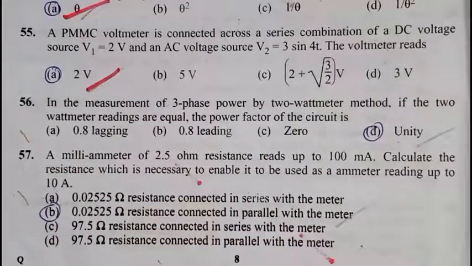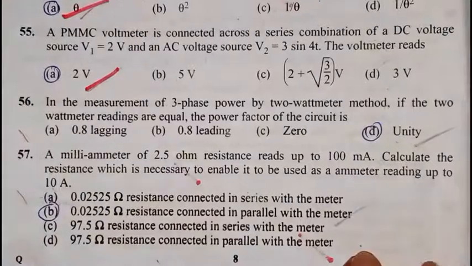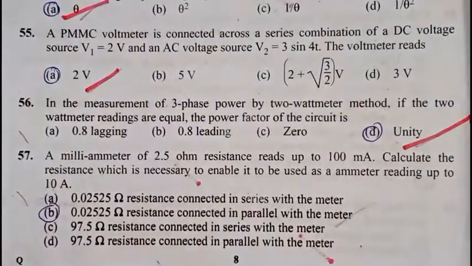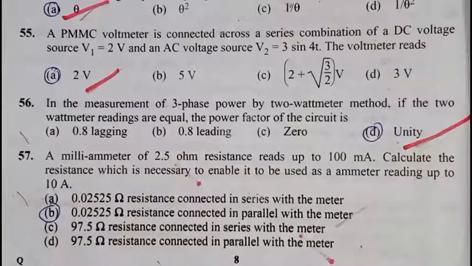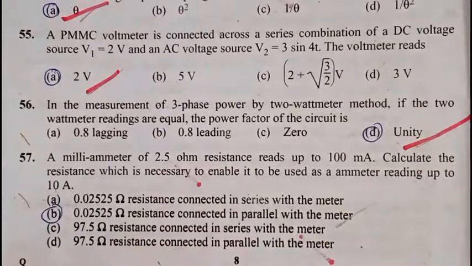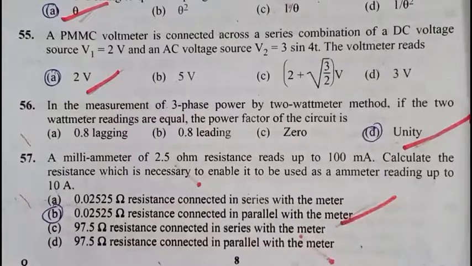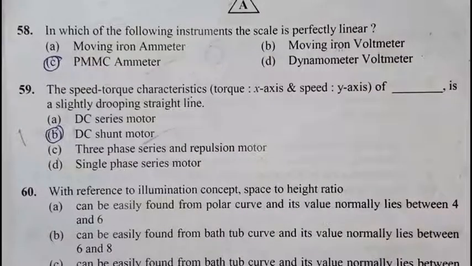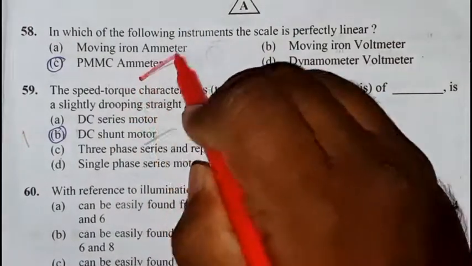Question number 56. In the measurement of 3-phase power by 2 wattmeter method, if the 2 wattmeter readings are equal, the power factor of the circuit is. Answer unity. Question number 57. A milliammeter of 2.5 ohm resistance reads up to 100 milliamps. Calculate the resistance which is necessary to enable it to be used as an ammeter reading up to 10 amps. Answer B. Question number 58. In which of the following instruments the scale is perfectly linear? Answer option C, PMMC ammeter.